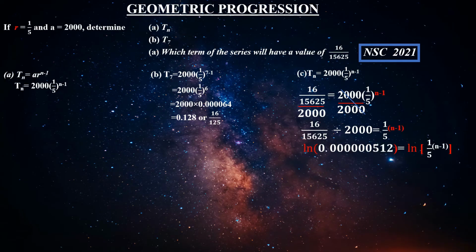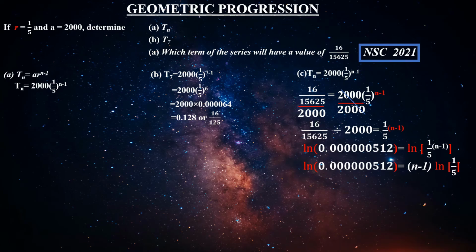Okay, so the next thing that we're going to do, we're going to take logs on both sides. So these are the natural logarithms, ln. You can just put log if you want. The reason why I'm doing this is I want to drop that power, so if we do this, we can drop n minus 1, using the laws of logarithms. You have to know that. So now we have ln 0.00 something equals n minus 1 times ln 1 over 5.